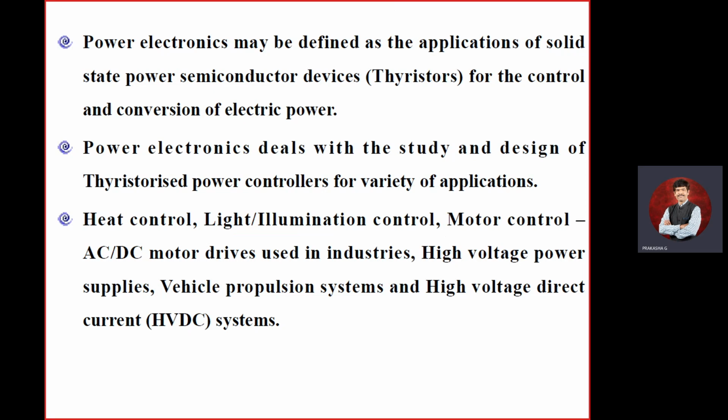Similarly, DC to AC also it's possible, DC to DC also it's possible. 4 combinations. Power electronics deals with the study of design of the electronic power controllers for a variety of applications: heat control, light illumination control, motor control, AC or DC motor drives used in the industries. Any industries. There are so many industries that deal with the motors, machines. Machines need to run.